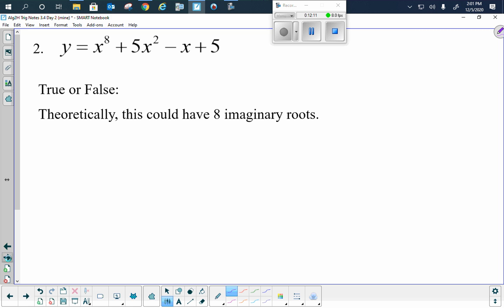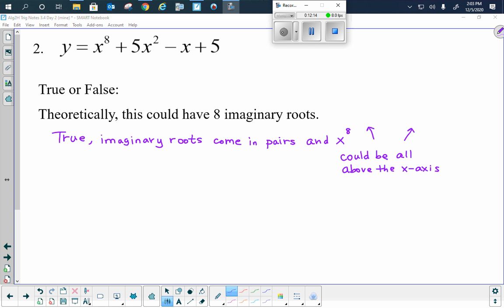For instance, you should be saying this is true. Imaginary roots come in conjugate pairs, or in pairs. Talk about something about x to the 8th. You could show your arrows. I would know what you're talking about. And just think about this.